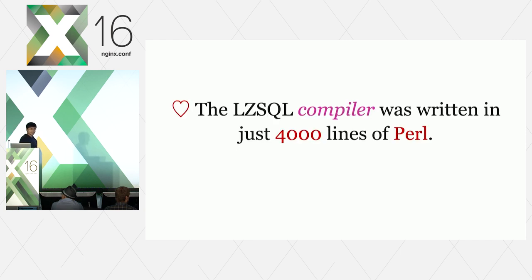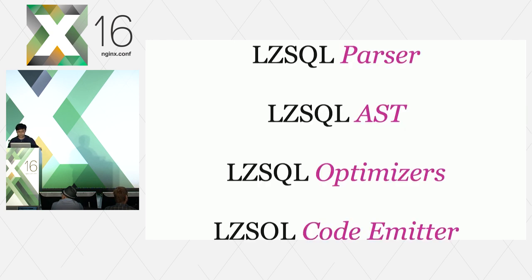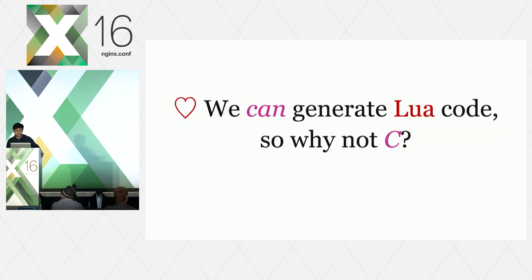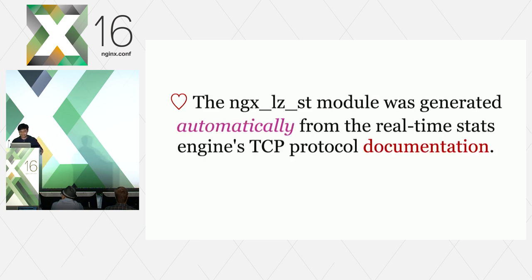OK, so the compiler was written in just 4,000 lines of Perl. Not much, but it has very complicated optimizations and type checking and everything, and other context-sensitive analysis. Basically, the compiler is composed of a parser, an AST, abstract syntax tree, and some optimizers and a code emitter. Actually, it has several code emitters because it supports multiple backends. Yeah, we can generate Lua code, but why not C code? We can also generate C code, right?